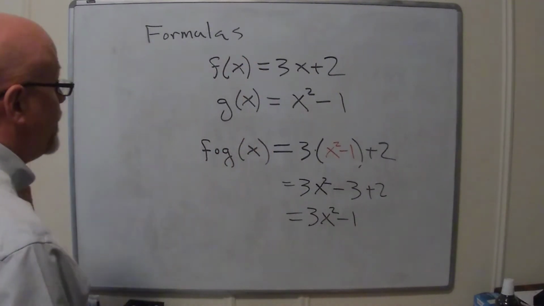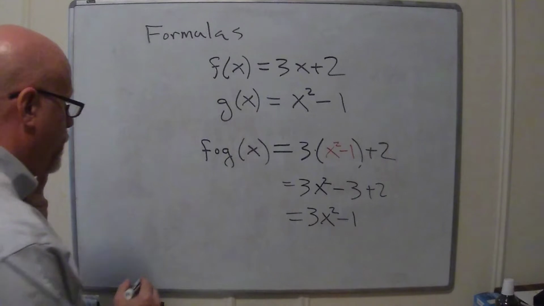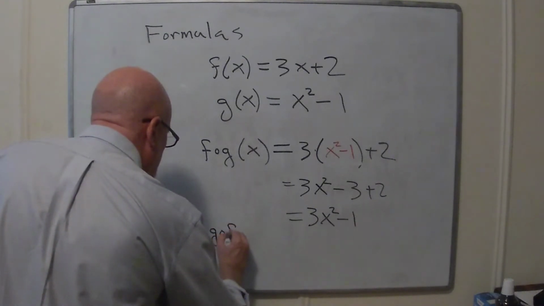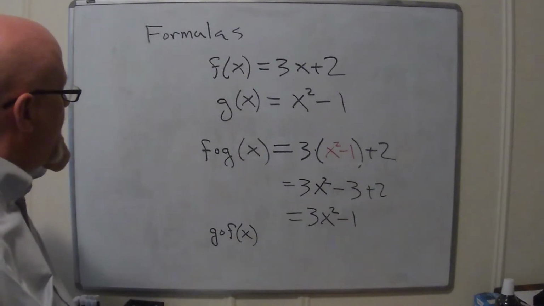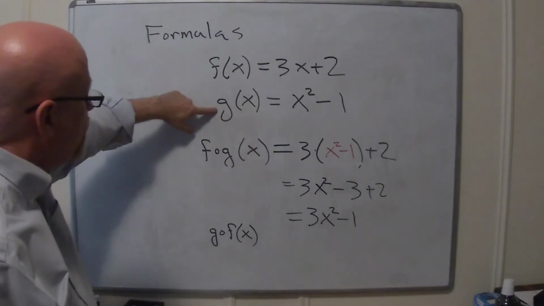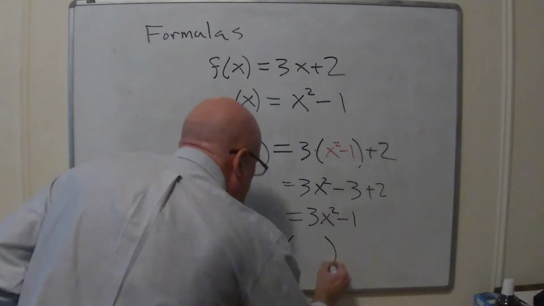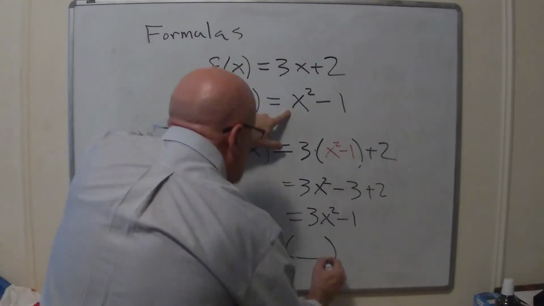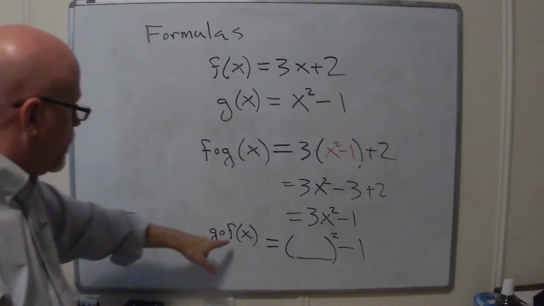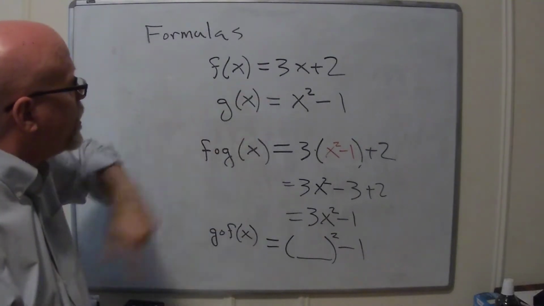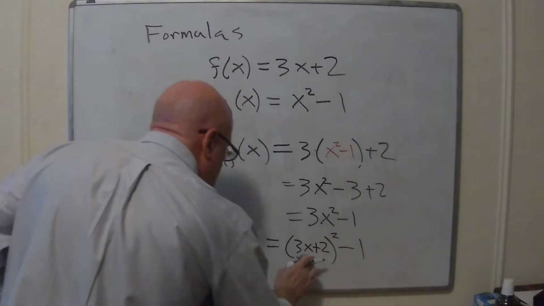While we're at it, looking at this formula, let's take a look at what the other composition would be. What if we did GOF? Now, how do I do this? Now I want to write G's formula, but replacing the x with a blank. G's formula is square its input, and then subtract 1. And its input is going to be whatever f did to x. F tripled it and added 2. So 3x plus 2. I'll take the blank away.